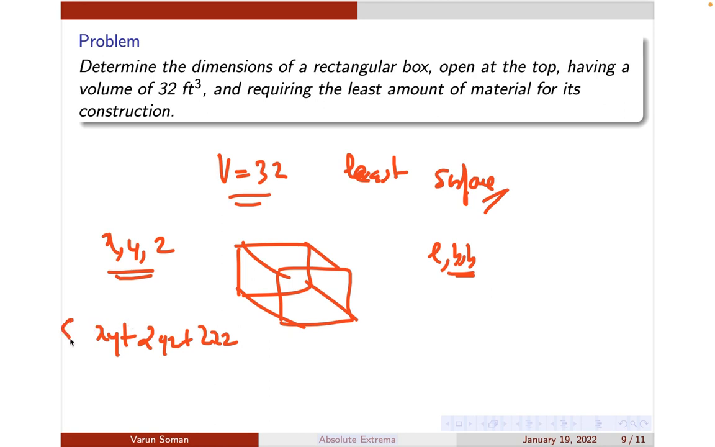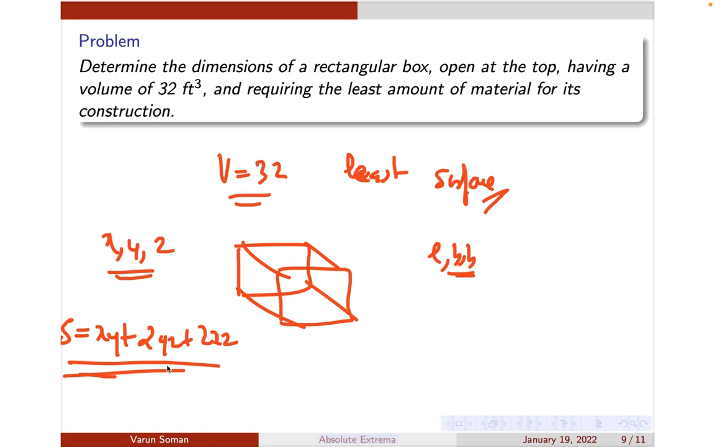You have to minimize this function. I hope it is clear. You have to minimize the surface area in this function. Nothing new is there. If you understood the meaning of the problem, it is very easy to formulate. They won't give you very big problems, only simple problems will be there. But if you look at this question, it actually has three variables.